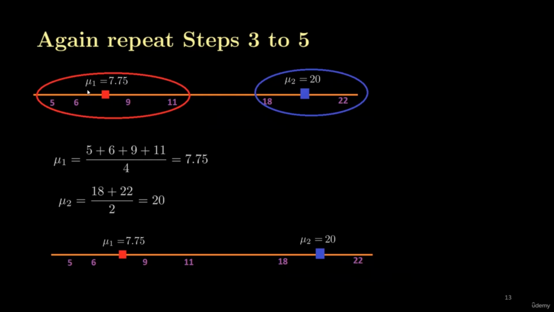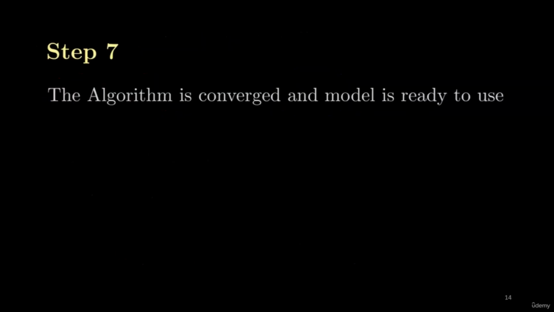Now again calculate the mean. We can see that now the centroids are not moving and we are again getting 7.75. This was 7.75 and 20, and now we are again getting these 2 points. Now we can see that the centroid has stopped moving because the algorithm has converged and this is our final solution. So these 4 points out of these 6 points belong to cluster 1 and these 2 points belong to cluster 2. In this way, the algorithm has converged and our model is ready to use.